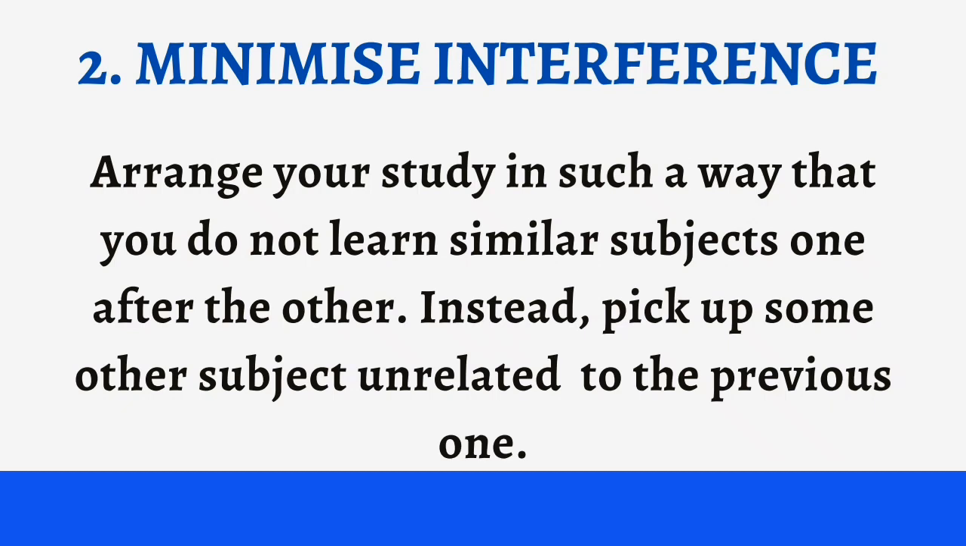So whenever you learn them together or one after the other, they will just mix up at the time of retrieval. So what you can do to avoid this is to learn dissimilar subjects one after the other, like you are first reading science, and after that you are doing maths, after that you are doing Hindi. So this is how you can arrange your study. This will prevent the conflict of your material at the time of retrieval.